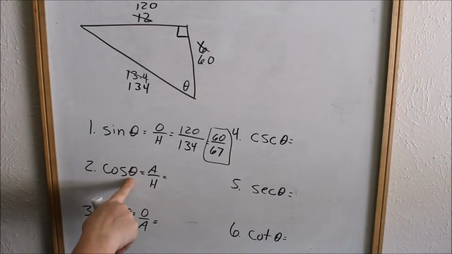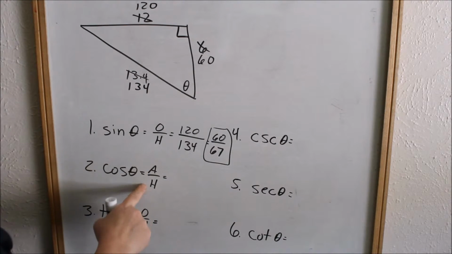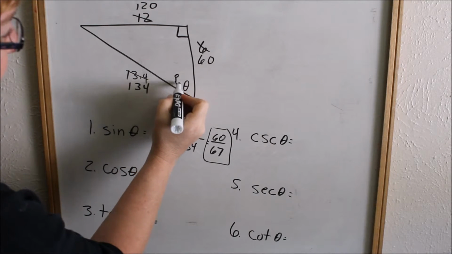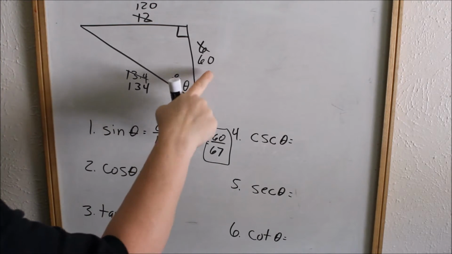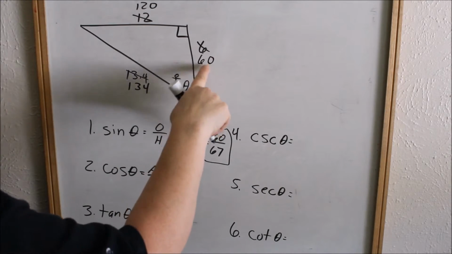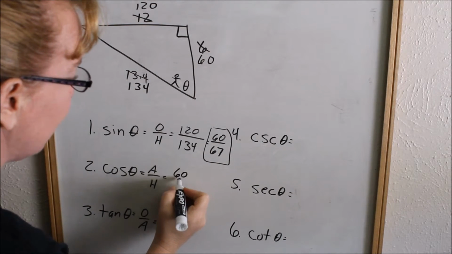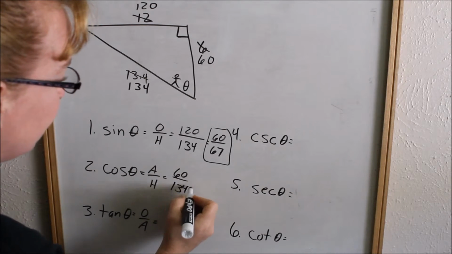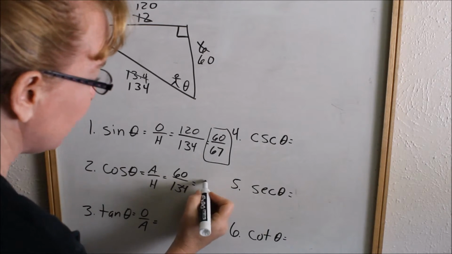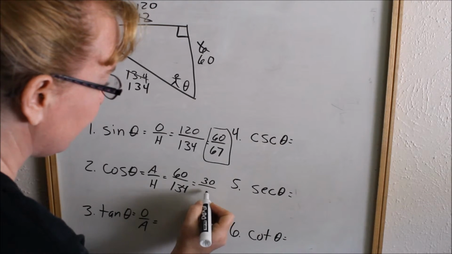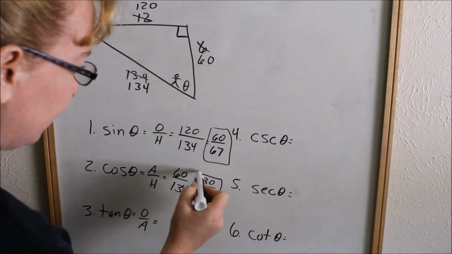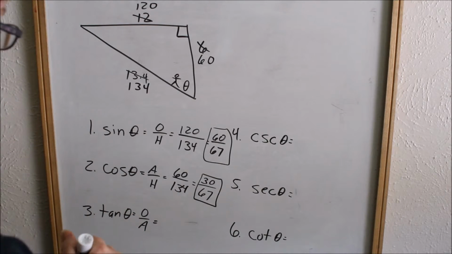Now cosine, standing still at theta, we want adjacent over hypotenuse. If our little man is standing here at theta, 60 is what is adjacent, or next to us. So we want 60 over the hypotenuse, 134. We can reduce those both by 2. That would be 30 over 67. And I don't believe that will reduce any more.